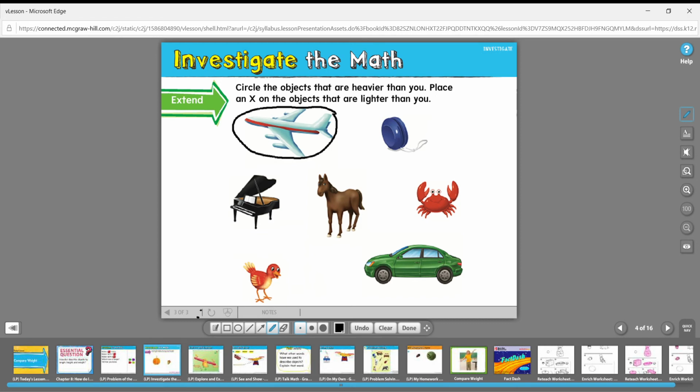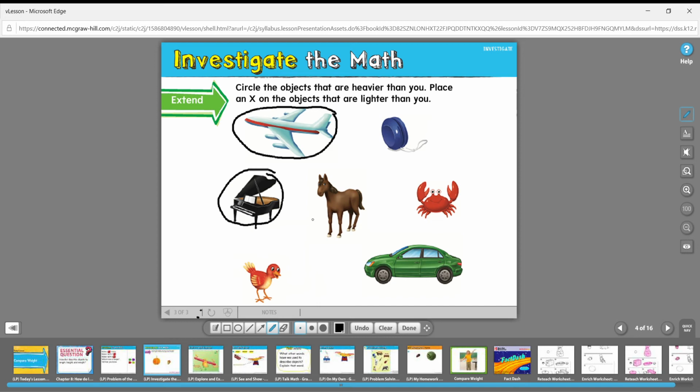Yes. What about a yo-yo? I hold it in my hand, I play with it. Do you think it's heavier than you? No. What about a piano? Like in Mrs. Ostrander's room. If somebody picked you up and then tried to pick up the piano, which would be harder? I bet it would be harder to pick up the piano. The piano is definitely heavier than you.